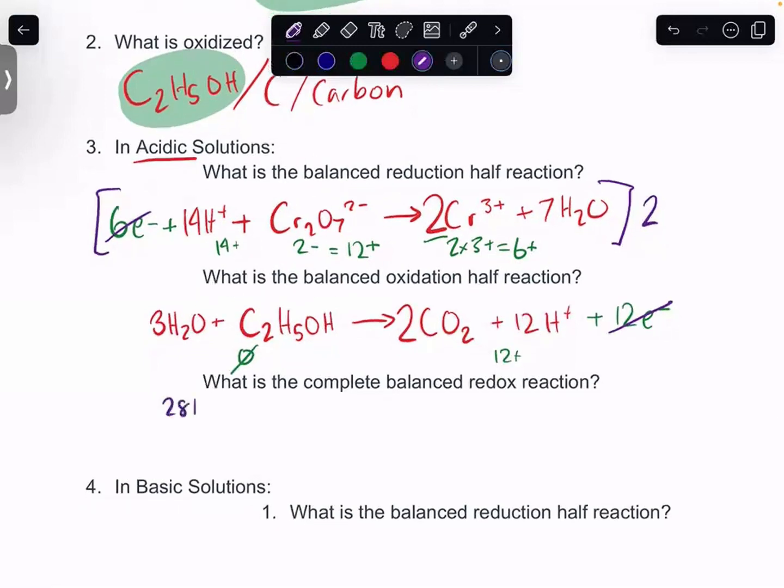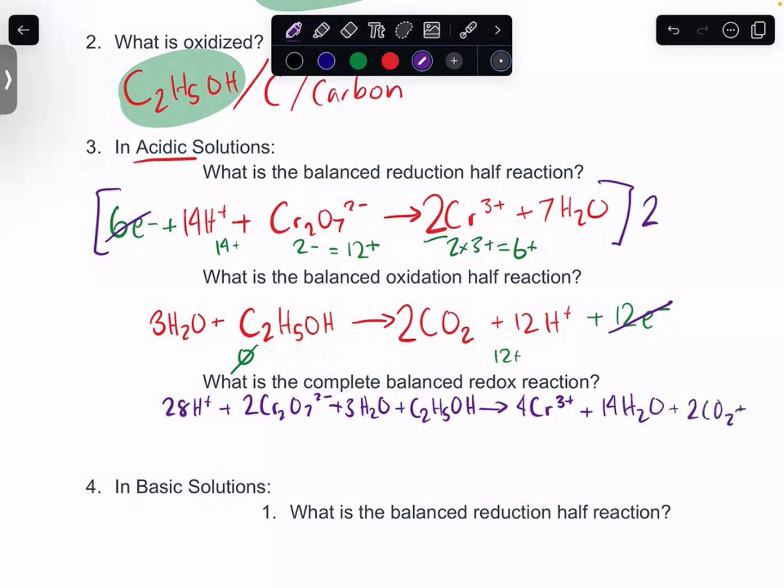So we have 28 hydrogen ions plus 2 dichromate, Cr2O7 2 minus, plus 3 water, plus 1 vinegar, C2H5OH. That will turn into 4 chromium ions, 3 plus, another 14 water, plus 2 CO2, plus 12 hydrogen ions. Like I said, we're going to finally combine like terms.